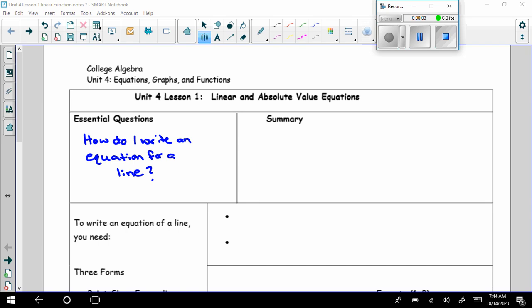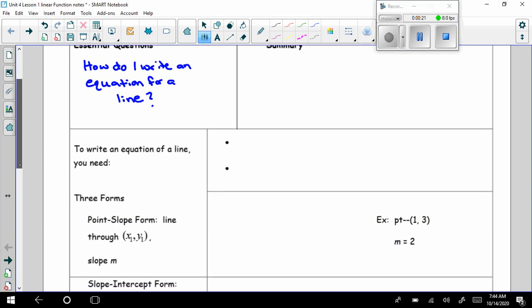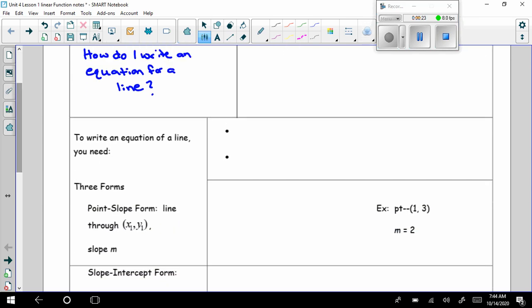Everyone. So, quick video over linear and absolute value equations and functions, because this should be pretty much review as we move into our functions unit in general. And so, just going back over your linear functions and looking at how to write an equation for a line and then how to graph that as well.